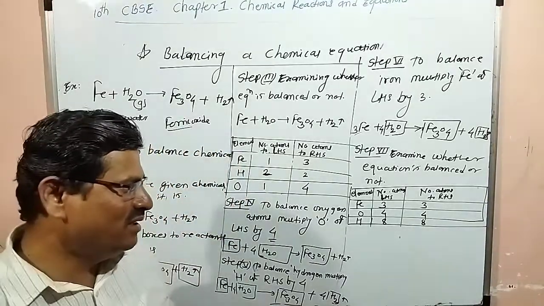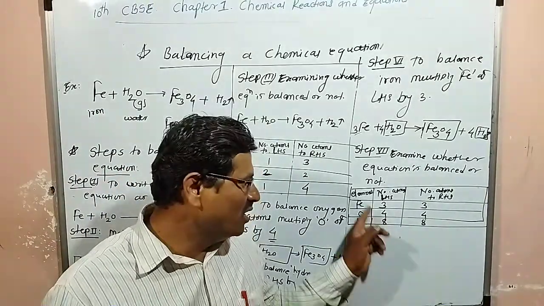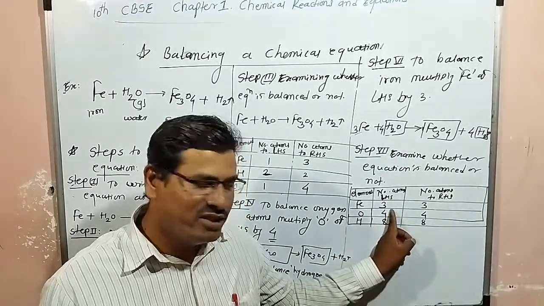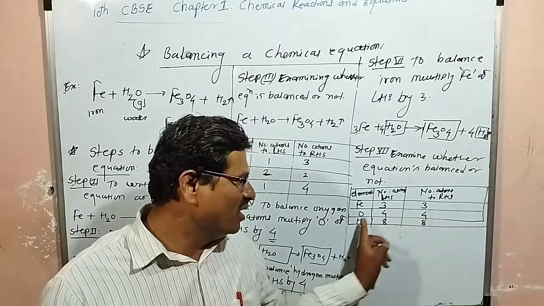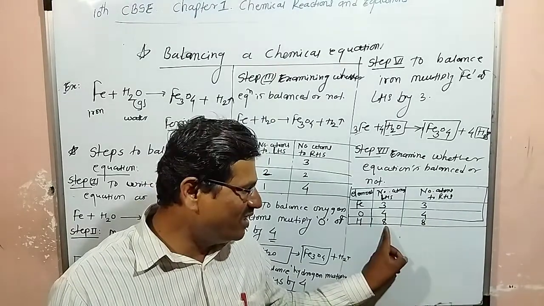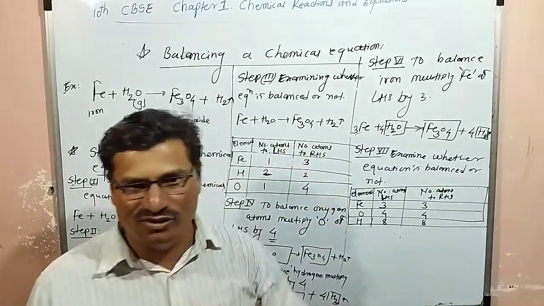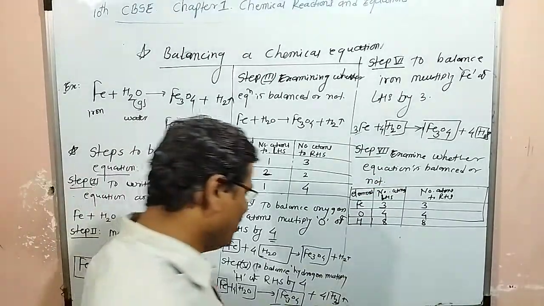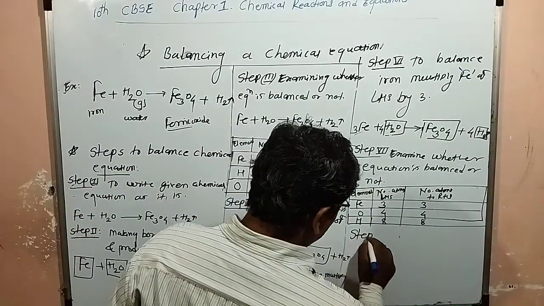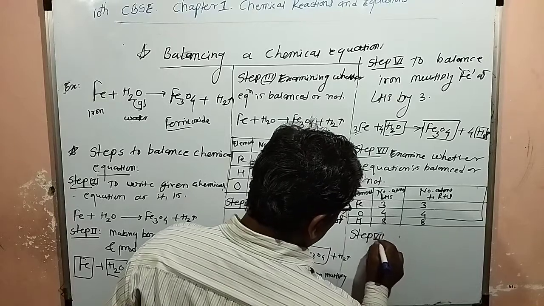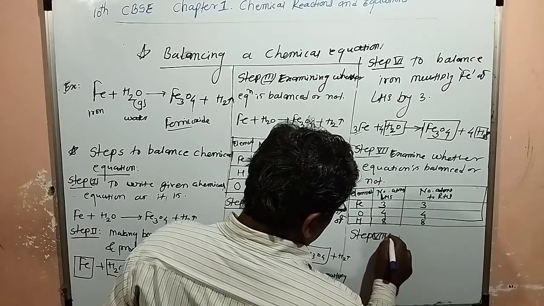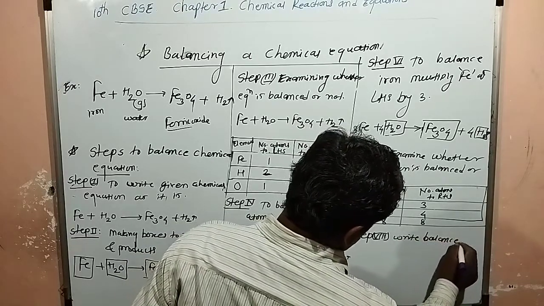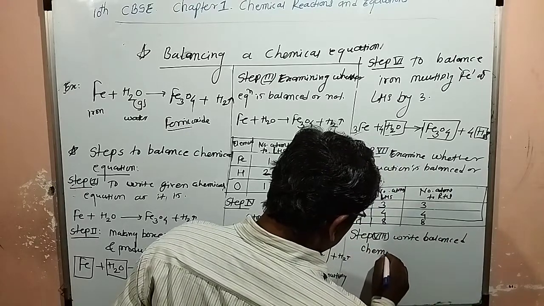So here if you see this table, you will observe Fe to LHS 3, RHS 3. Oxygen to LHS 4, to the RHS 4. And hydrogen to the LHS 8, RHS also 8. So this chemical equation, this one is the balanced chemical equation. And the last step is step number 8. Write the balanced chemical equation.